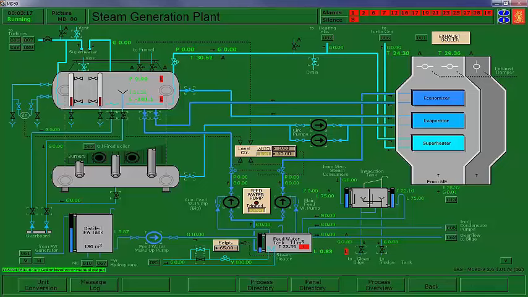This is too much on the filling, it'll come up too fast. So we're going to drop that down to about 25%. And we're going to go ahead and start up the feed pump. And we're going to watch our level.